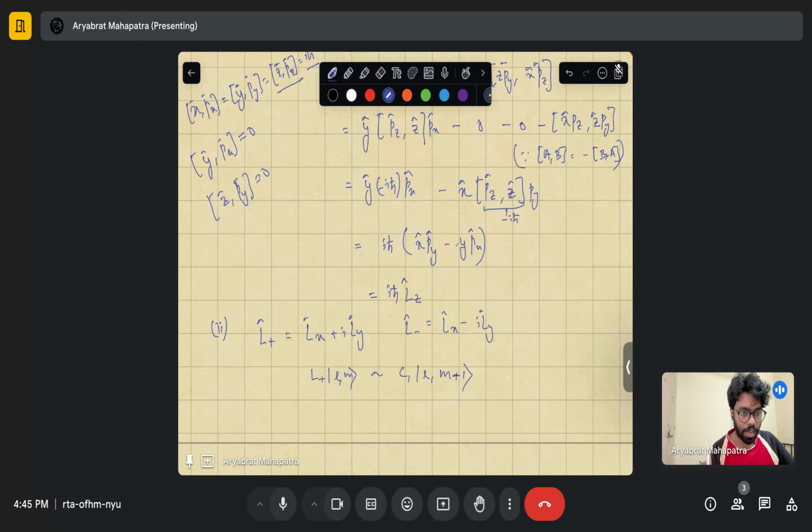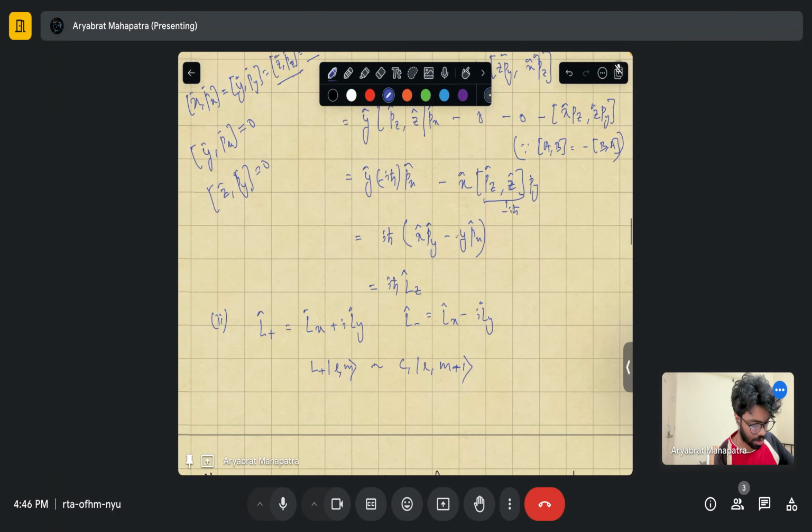So if you have, let's say, L is 3 and m is 2, and you act L plus on the state 3, 2, then that will take you to 3, 3. So that is what L plus and L minus will do. L minus will lower it down.